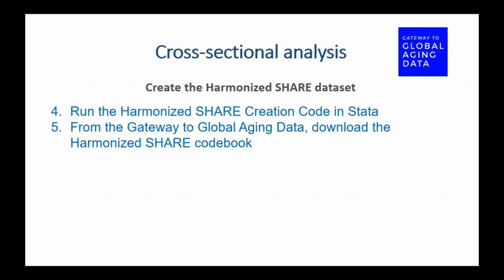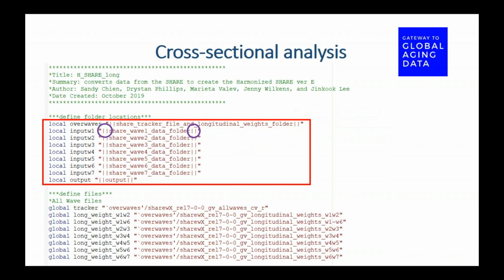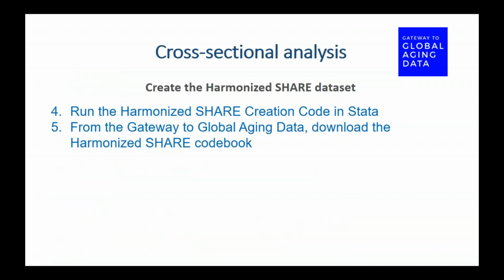Once you run it, if you recall, we had an output location here. Wherever you specify in your output location, at the end of this program, you're going to have stored a Stata data set, which will be called H_share_E for version E. You won't need to run that code again. You can just use that data set, as we will in this analysis.